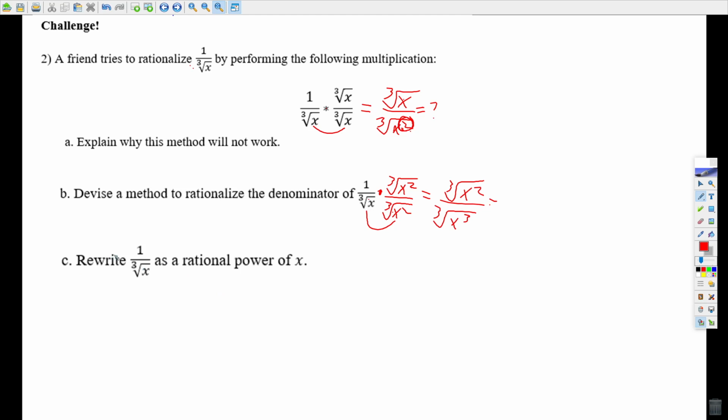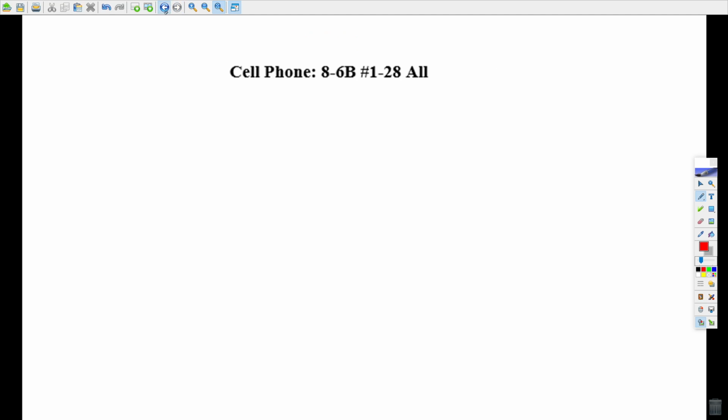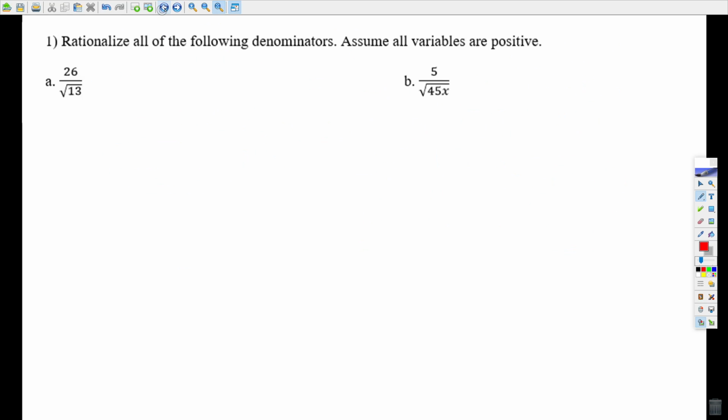Oh, I think we're doing part C. Rewrite 1 over cube root of x as a rational power of x. Guess we're answering this right now. So this becomes the cube root of x squared over, and then this will cancel out and just give you x. And since we have no more radicals on the bottom, that's your answer. You can't cross out anything here because this x squared is not outside of the radical. It's stuck with the cube root. So now we actually did rewrite it as a rational power of x. So there's your challenge answer. All right, and that is the end of 8.6.